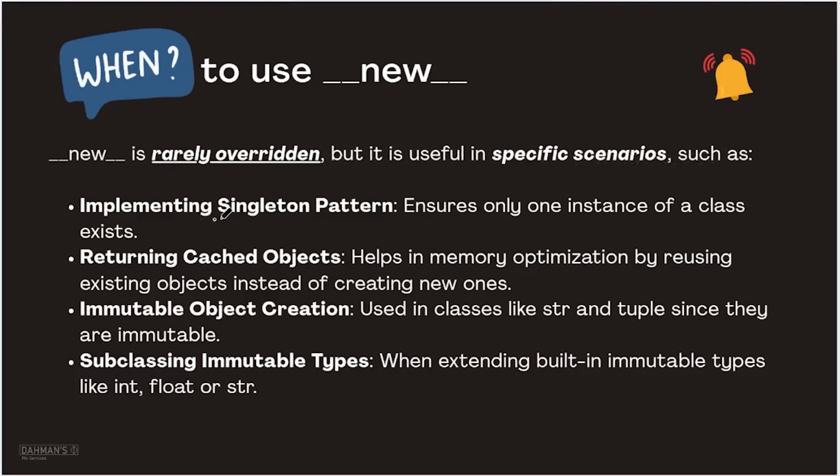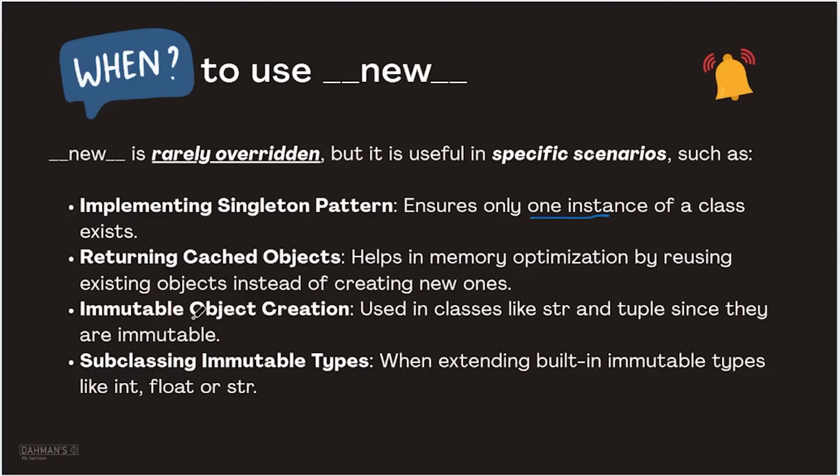For example, if you are implementing a singleton pattern, which ensures only one instance should be created out of that class. In this case, you want to make sure no other instances are created. Also, in returning a cached object, if you are doing something related to memory optimization, so you reuse an existing object instead of creating a new one. Otherwise the same object would be created again and again, and that would be an issue. That's why you want to make sure it's created only one time, and then you can use it again and again. So no other object will be created.